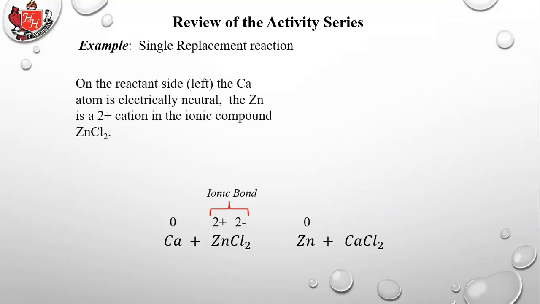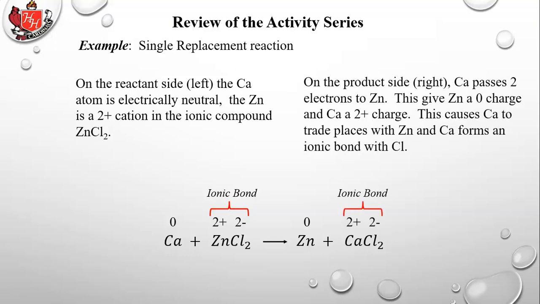Okay, so same reaction. We're just looking at it a second time here. On the reactant side, the left, the calcium atom is electrically neutral. The zinc is a 2+ cation in the ionic compound zinc chloride. The chloride is a 1-, but you have 2 of them, so it's 2+, 2- to form the ionic bond. On the product side, the right, the calcium passes 2 electrons to zinc. This gives zinc a 0 charge and the calcium a 2+ charge. This causes calcium to trade places with zinc, and calcium forms an ionic bond with the chloride ions.